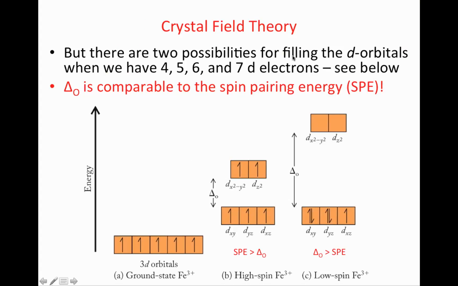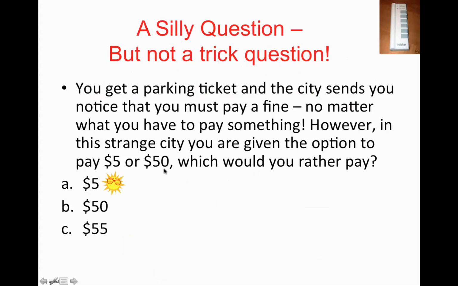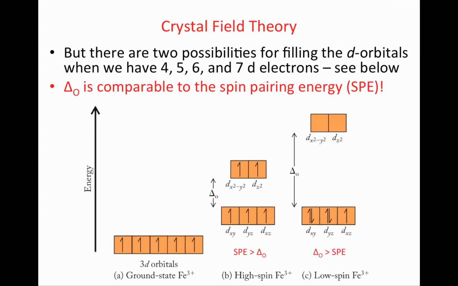Now, this leads us into the next question. So again, if you have a choice between paying $5 for something or $50 for something, you pay the lower price. That just makes sense. Well, electrons are going to do the same thing in these transition metal complexes. And so now let's consider the possibilities of having 4 or 5 or 6 or 7 d electrons. And this is illustrated right here for 5 d electrons. And what we're showing is that in some cases, when the ligands make the octahedral environment for the metal ions, sometimes you get a little bit of energy splitting, sometimes you get a lot.